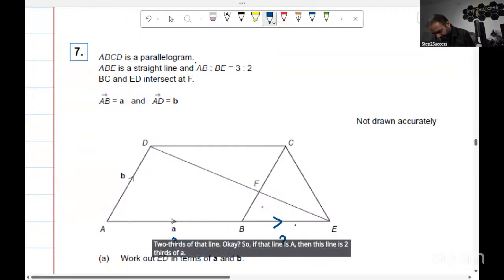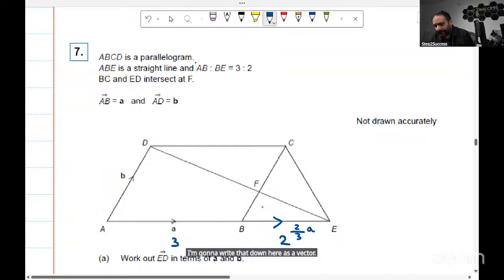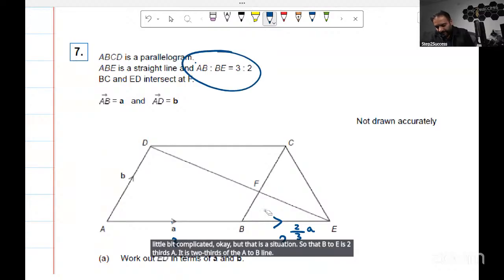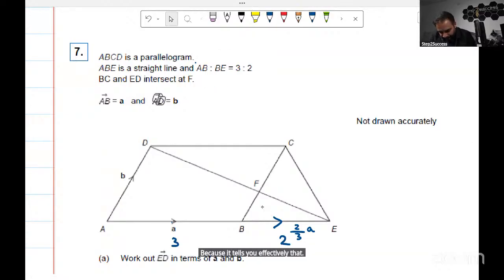I'm going to write that down here as a vector. And this is where this gets a little bit complicated, okay? But that is the situation. So B to E is 2/3 A. It is 2/3 of the A to B line because it tells you effectively that AB to BE is in the ratio 3 to 2. Okay. All right. Work out BC and ED intersect at F.